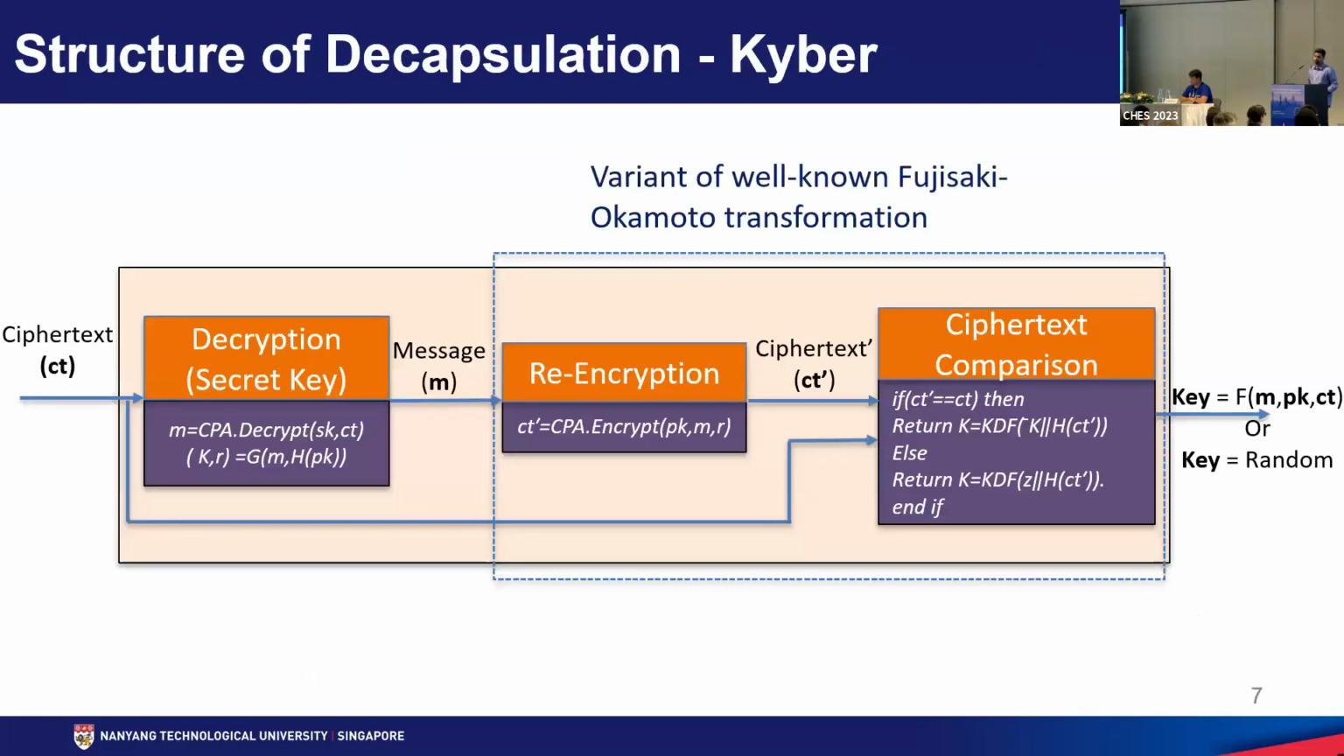Before going into the details of our attack, let me quickly explain how the decapsulation procedure of Kyber looks. In Kyber, we present the ciphertext to the decryption module. Then the message m is decrypted using the secret key SK. Then it is re-encrypted again to produce a ciphertext c', and a comparison is made. If the ciphertexts match, then a valid shared session key is established. If not, a random key is generated. This is the well-known Fujisaki-Okamoto transform.